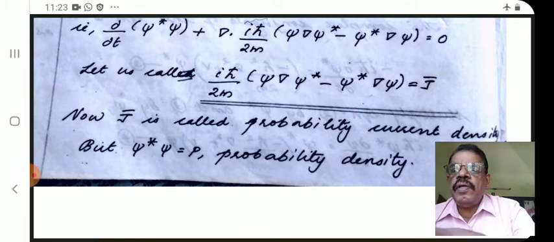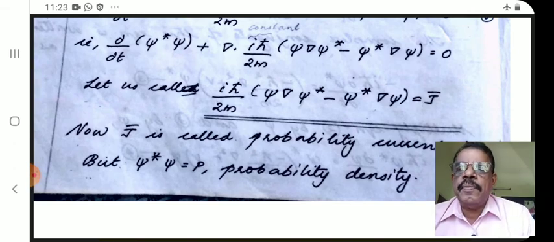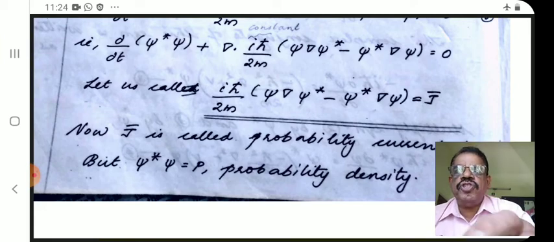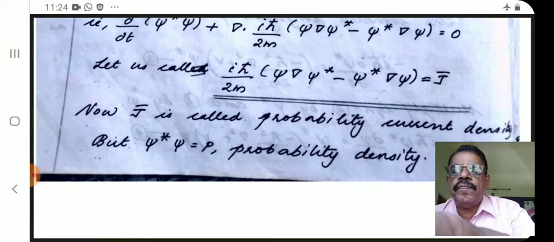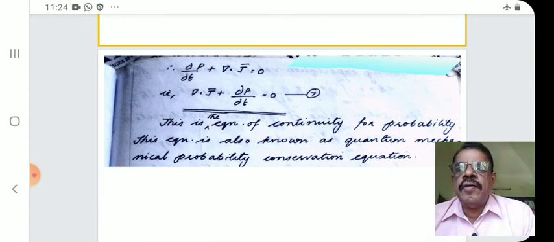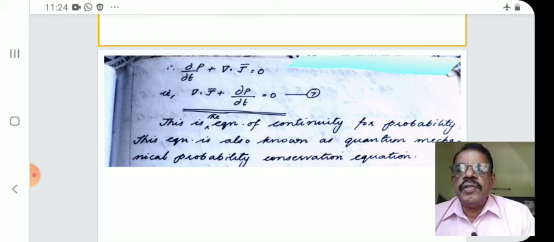And also you know ψ*ψ is the first term on the LHS. ψ*ψ is P, the probability density. So these two values are put in the above equation. We get ∂P/∂t plus del dot J is equal to 0. We write in order: del dot J plus ∂P/∂t is 0. Equation number 7. This is the equation of continuity for probability.